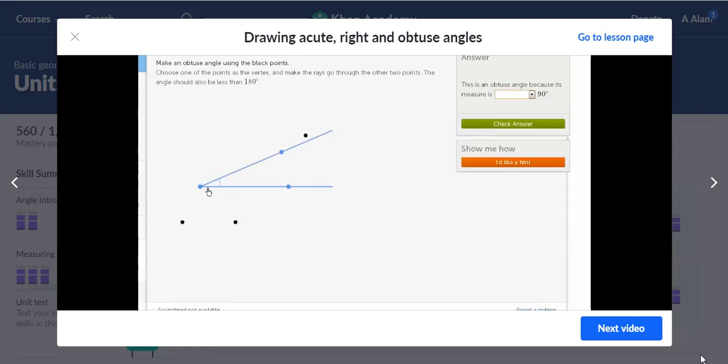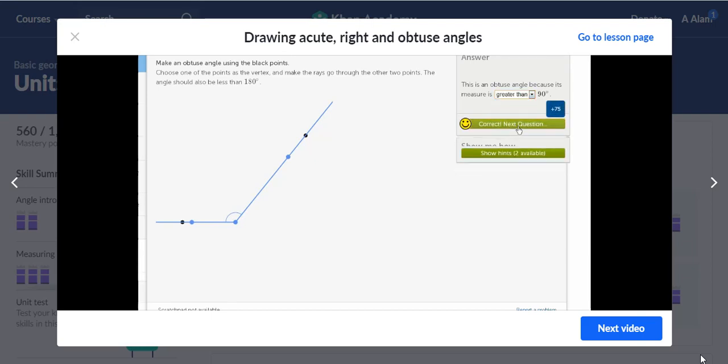So another obtuse angle using the points, same general idea. And there we go. And this is an obtuse angle because it is greater than 90 degrees.